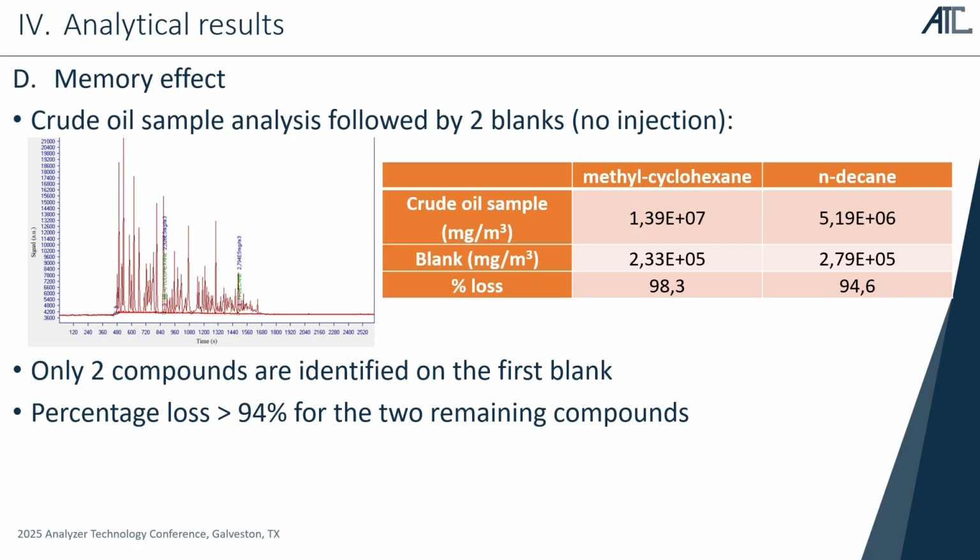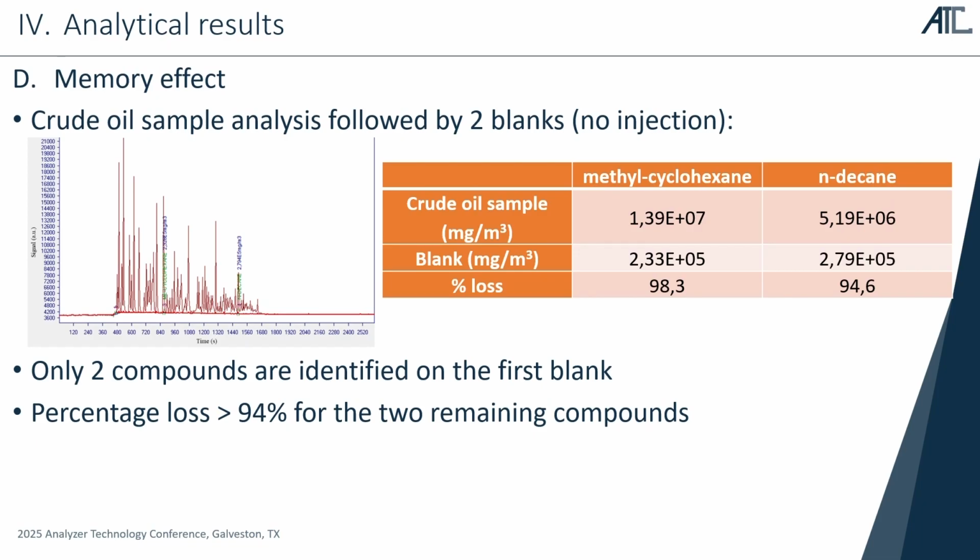So to show that, we make a crude oil sample analysis followed by 2 blanks. So no injection. That means we don't inject any more liquid, but we just make another analysis 2 times of the GC. So this is to validate the chromatography part has no memory effect. And what we observe is only 2 compounds have been identified on the first blank. So we have more than 94% loss for the 2 remaining compounds.